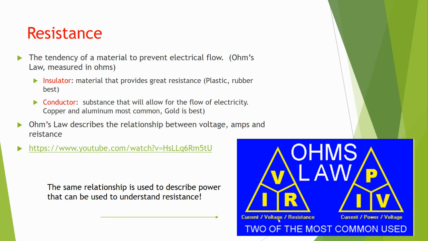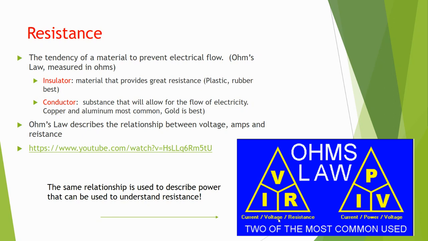In order for us to utilize electricity, you must also understand resistance. Resistance is the tendency of any material to prevent that electrical flow. So later in this class, you'll learn more about how electricity always flows in a circuit, and some things make that flow go well, and some things do not. Resistance is measured in ohms, and it relates to Ohm's law.